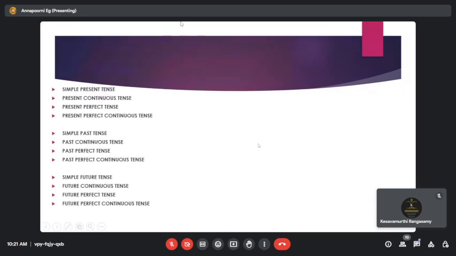We have to check their names. So present tense is having four children, I said. He named his children as simple present, present continuous, present perfect, and present perfect continuous. Next, coming to the past tense, he also has four children. He named his children as simple past, past continuous, past perfect, and past perfect continuous. And the future tense also did the same thing. He named his children as simple future, future continuous, future perfect, and future perfect continuous.